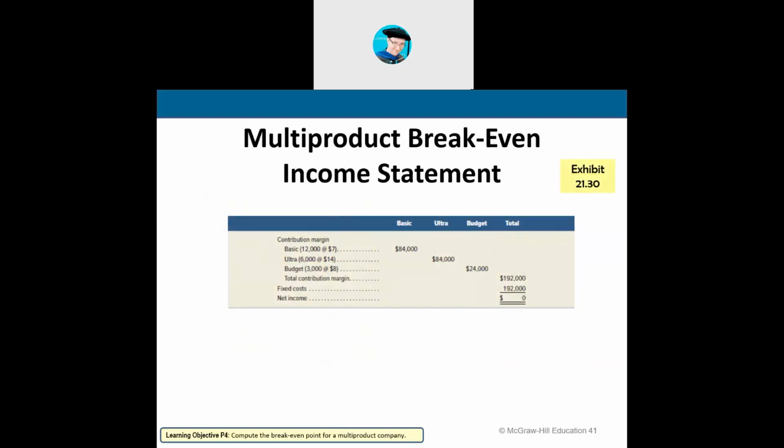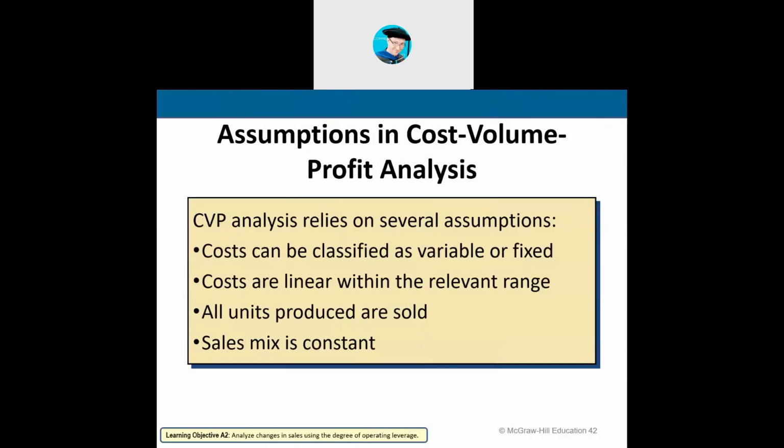And of course, the break-even point is my contribution margin minus my total fixed costs. It's when I equal 0, that means I've broken even. Contribution margin total minus fixed costs. If it equals 0, I've broken even. The thing with cost volume profit analysis is that we can classify costs as either being fixed or variable.